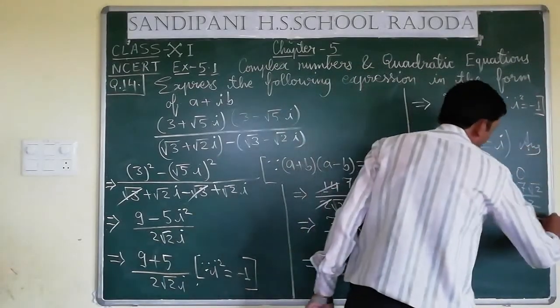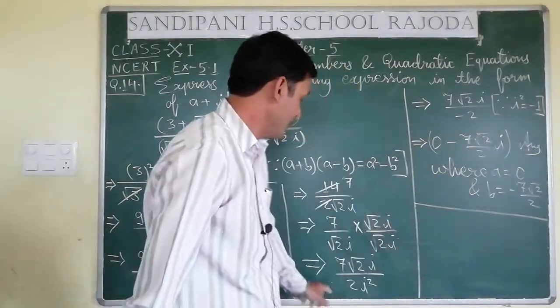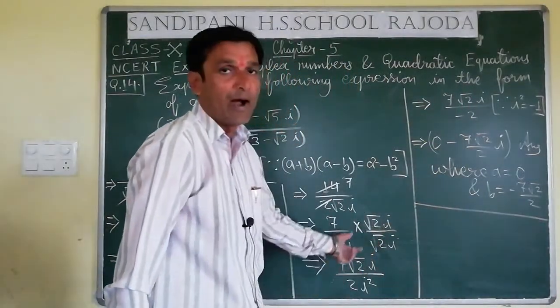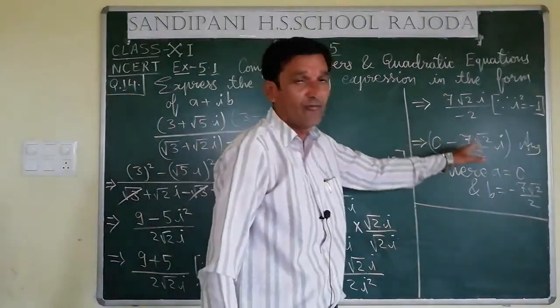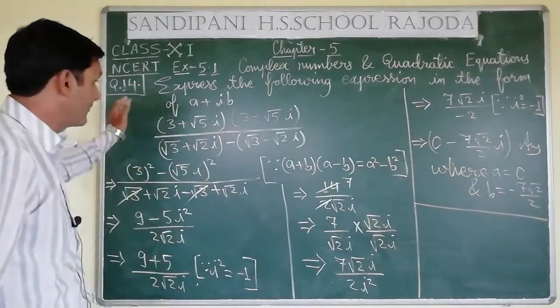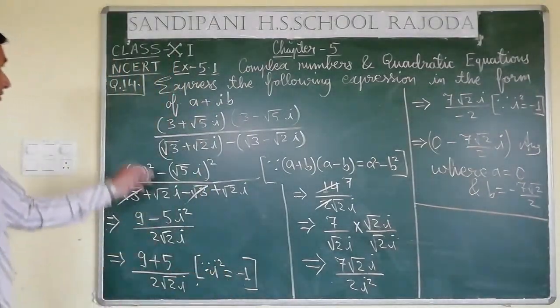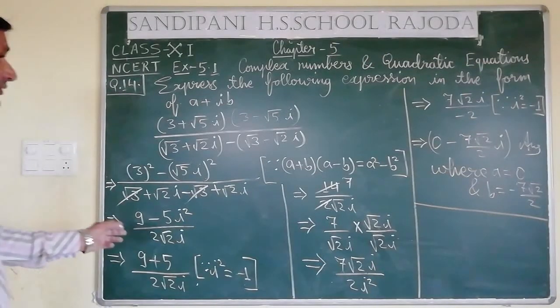This is the conclusion. It may be possible that they have not rationalized the root 2 part of the denominator. They may have mentioned this in the form of root 2 only. So this is the final answer for our question number 14. Now this question 14 is finished.